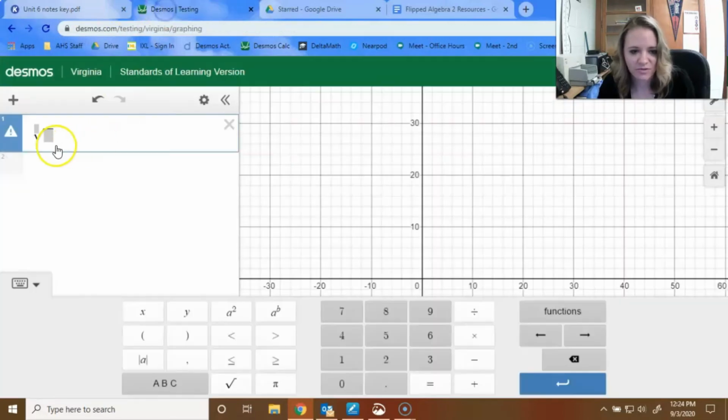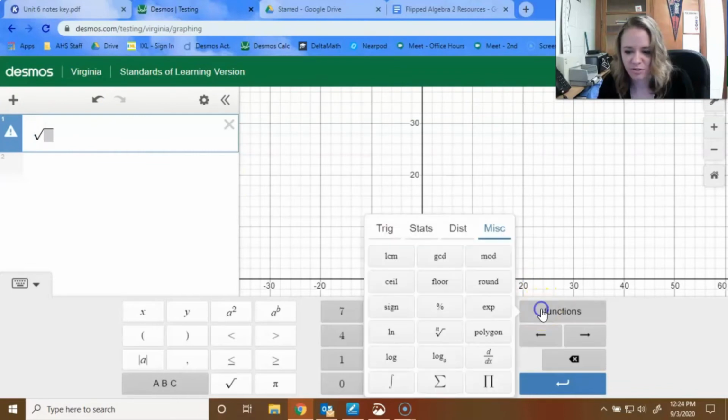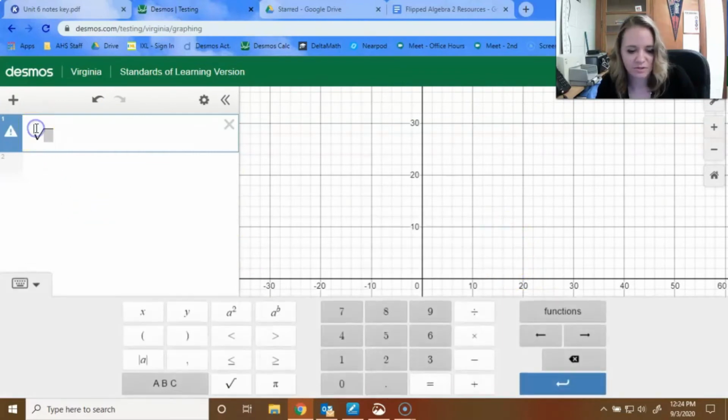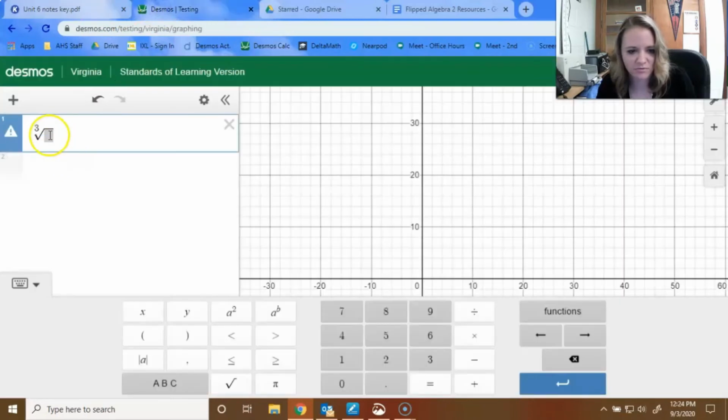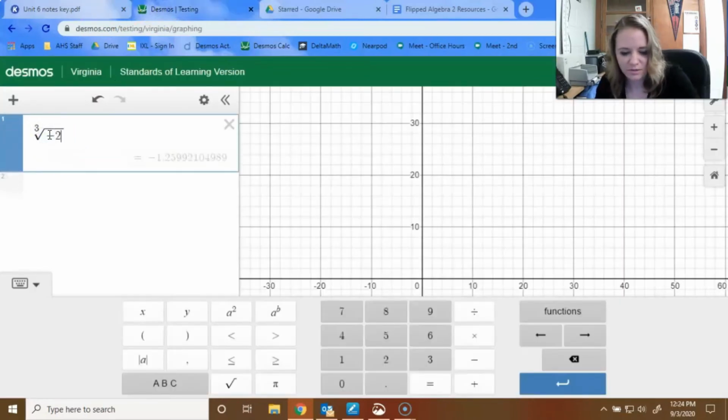Third root of negative 250. So again, that was Functions and Miscellaneous, and this button right here will give you an option to type in a different index. 3... forgetting what it is. My memory's horrible. Negative 250. Let's see what happens here.